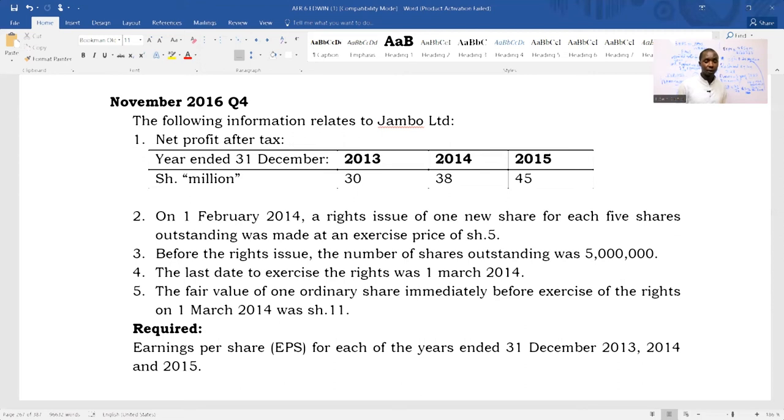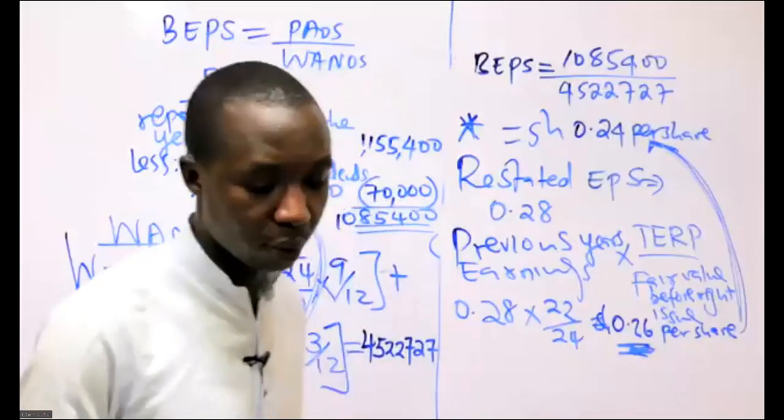So what I have to compute is the number of shares, whereby we consider the ordinary shares. The main thing you need to check in that question is, when did the rights issue take place? On 1st February 2014, according to note two, meaning that in 2013 there was no rights issue. So that shows that in 2013, I have to weigh shares directly. That is why they have said in note three, before the rights issue, it means 2013, because the rights issue took place in 2014. Before the rights issue, the number of shares outstanding was 5 million. So that takes me to the whiteboard.